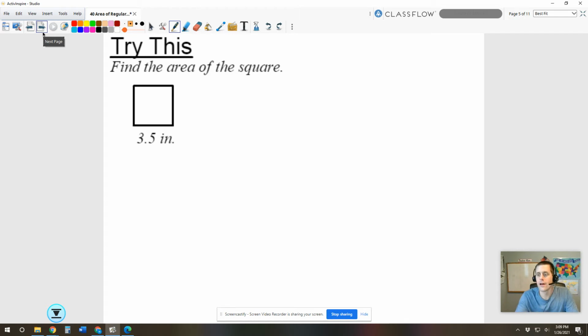All right, on your screen, I have one more square for you. Go ahead, copy the proper formula down and find the area of the square. Pause your video. And when you finish calculating the area of the square, hit play again to see how well you did. All right, guys, let's go over this together.